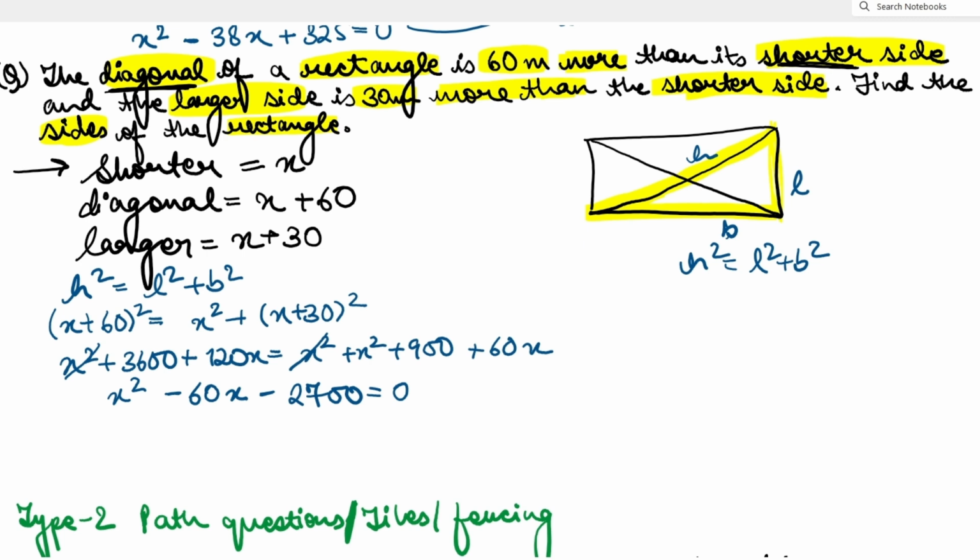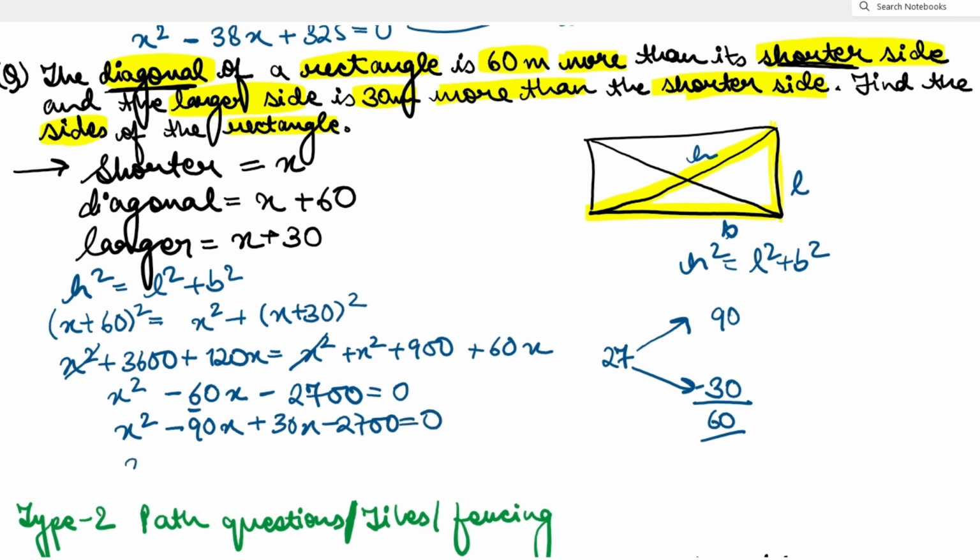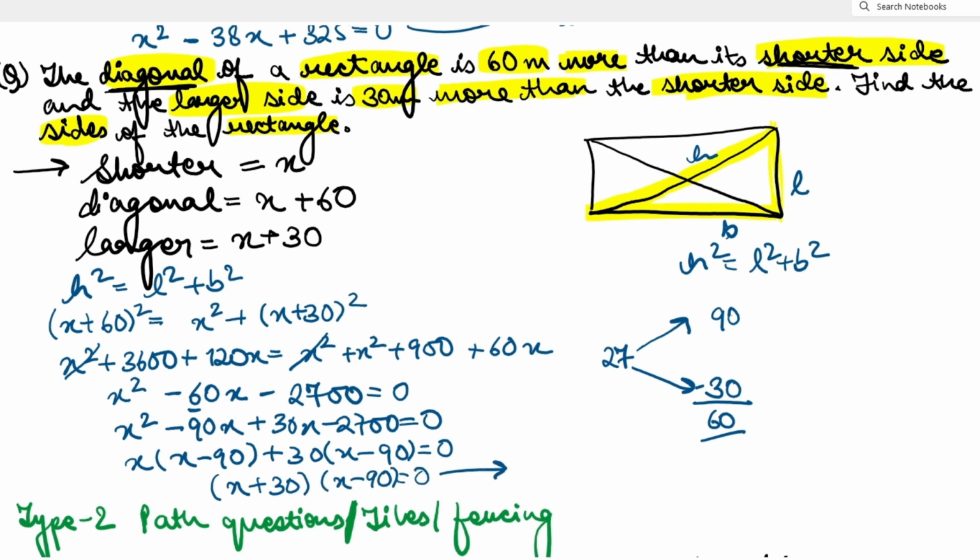Okay, so how will you split this? So 2700, which means you need to split 27 into two parts so that you get 6. So in that case, you can take 9 and 3, correct? So if you take 90 and 30, you ultimately get that 60, correct? So you can take it as x square, then minus 90x plus 30x minus 2700 is equal to 0. So you get it as x (x minus 90) plus 30 (x minus 90) is equal to 0. So we group it (x plus 30) and then (x minus 90) is equal to 0. Okay. Now, you get the x value as 90 and minus 30.